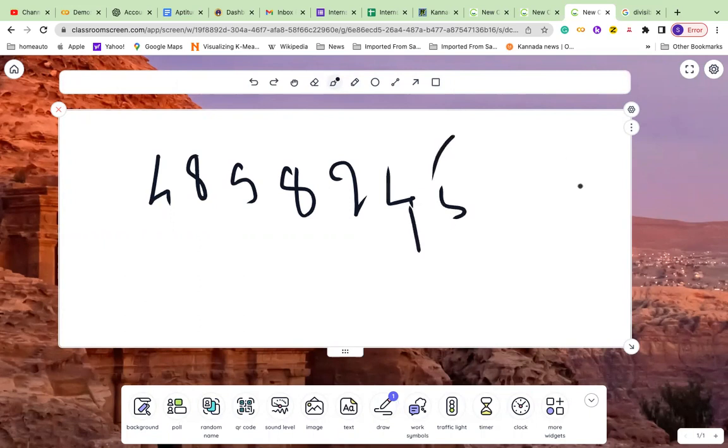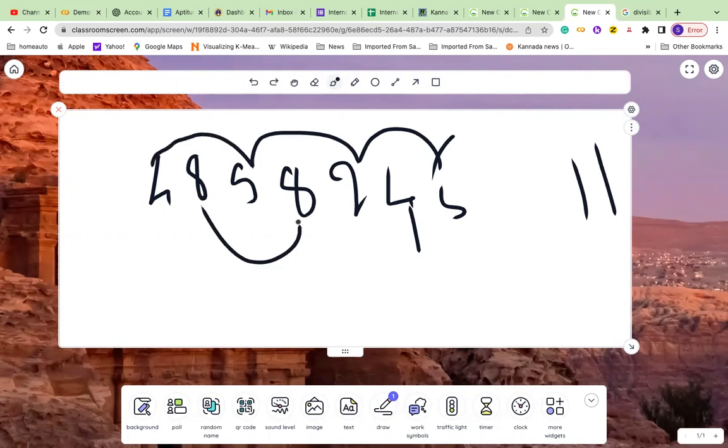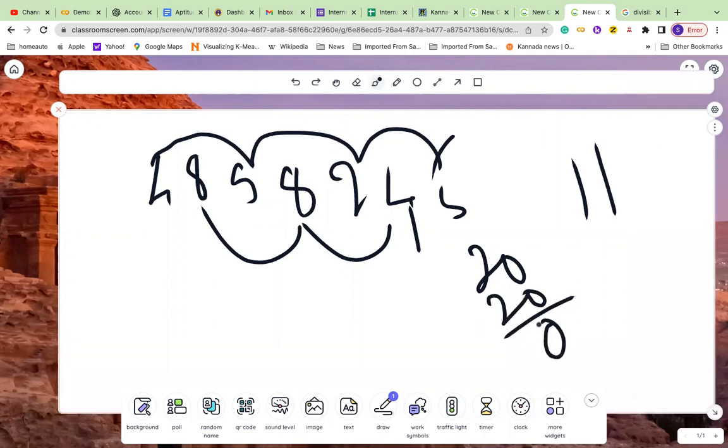Is it divisible by 11? So this plus this plus this plus this. 8 plus 8 is 16, 16 plus 4 is 20, and 5 plus 2 is 7, 7 plus 9 is 16. The difference comes to 0. So this number is divisible by 11.